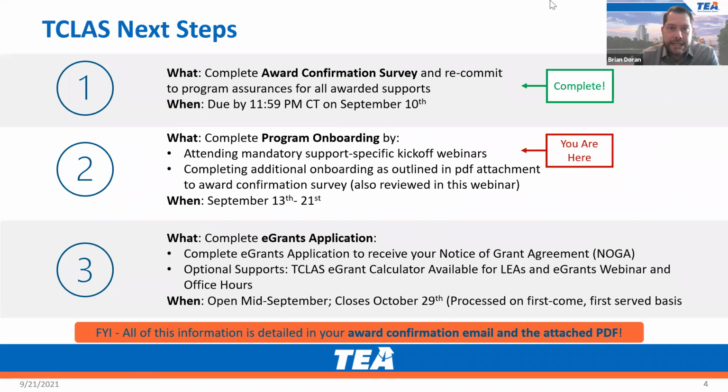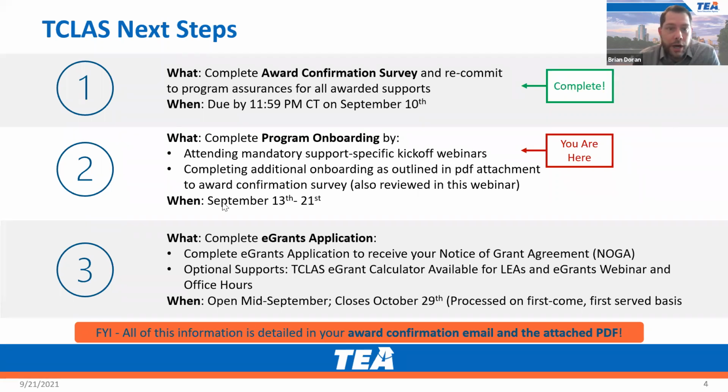So TCLAS next steps. There are a couple next steps here to make sure that you are getting the actual grant funds that you have been awarded. And this applies across different initiatives, but includes Decision 7 here. So the first is complete an award confirmation survey. Your district, your LEA has already done that, and that is why you're here. The second one is then complete the program onboarding. So for us, for Decision 7, that is an onboarding orientation kickoff webinar. You're here right now. And then there's some additional pieces that we'll talk through throughout the course of this webinar today.